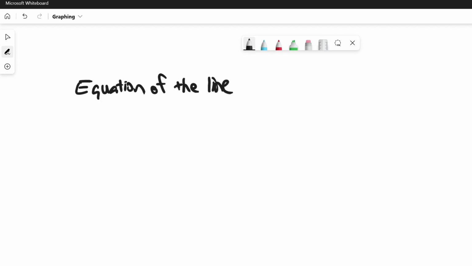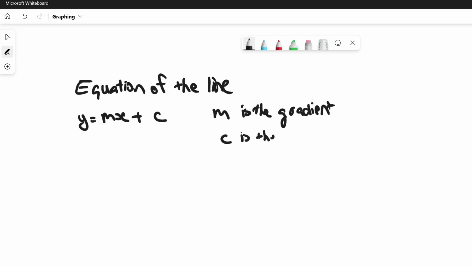So the general equation of a line is y equals mx plus c, where m is the gradient and c is the y-intercept.